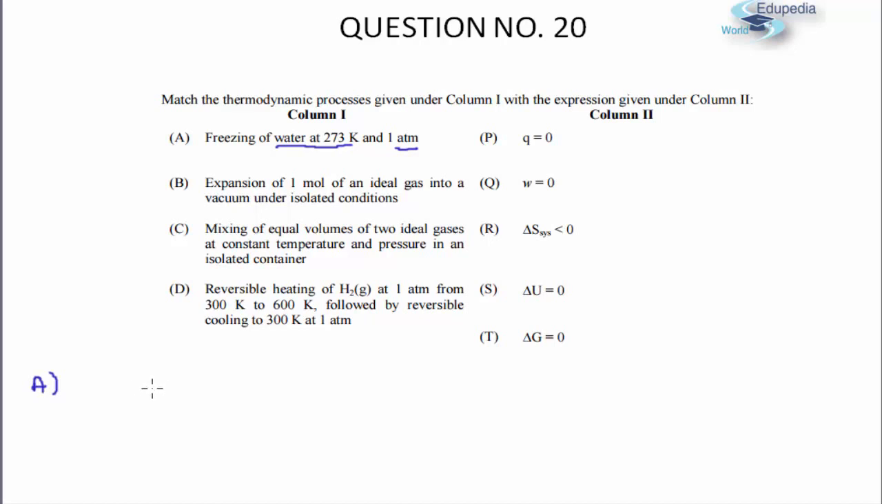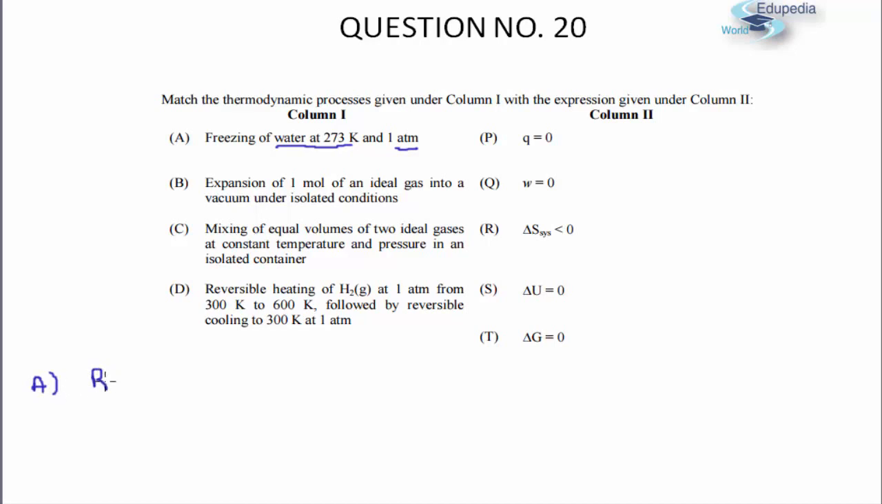W is equal to 0, not at all. W will not be 0 because there is a change in volume. Whenever water freezes into ice, there is an expansion of volume and therefore some work is done by the system on the surroundings. So definitely W is also not going to be 0. R, delta S system less than 0. Now this is going to be my answer because it will match with R. I will match A with R.